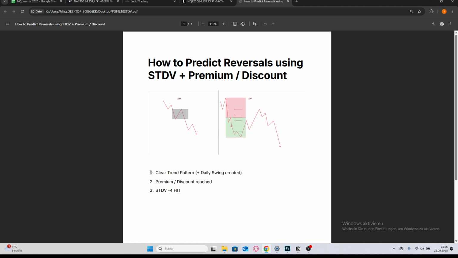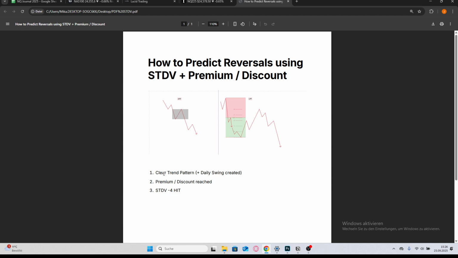And I've prepared a 3-step plan. You can also see here how to predict reversals using standard deviation and premium and discount. So I think most of you know what premium and discount is, maybe standard deviation. I did a video on this, so if you don't know about standard deviation, please watch the video. I'm going to explain it a bit, but if you want to know more about it in detail, just watch the video. And so what is the first thing I want to see?